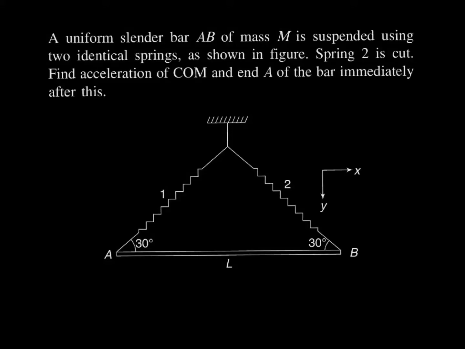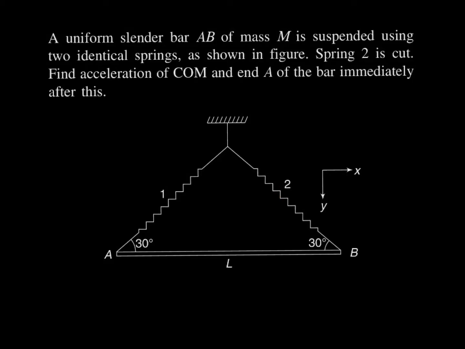Check out this question, everyone. The question is: a uniform cylinder bar AB, which is of mass m, is suspended using two identical springs. This is spring number one, and this is spring number two, as shown in the figure.